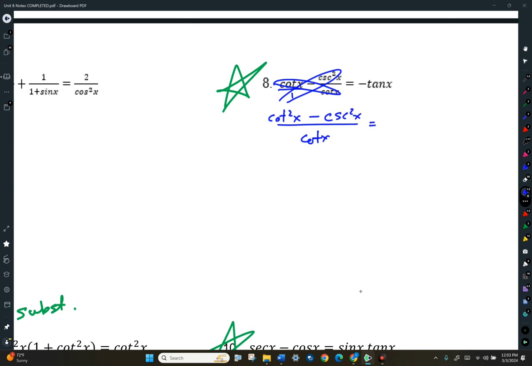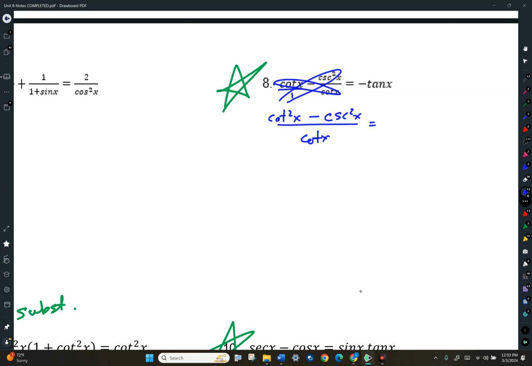Okay, now you might be saying, oh, now I need to change the sine and cosine. You know what? I don't think so. Look at identity number 8. We have an identity that compares cotangent squared and cosecant squared. And I think if I use that, before I go to sine and cosine, I can simplify that numerator.